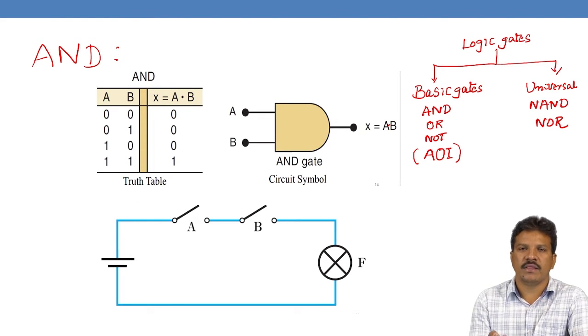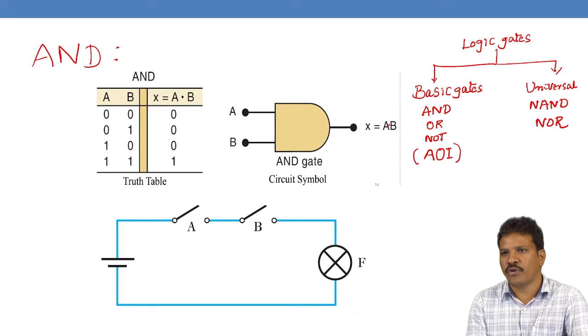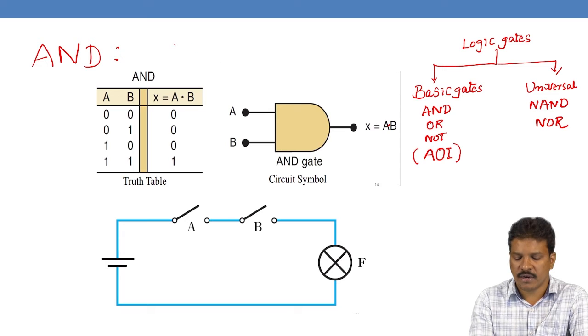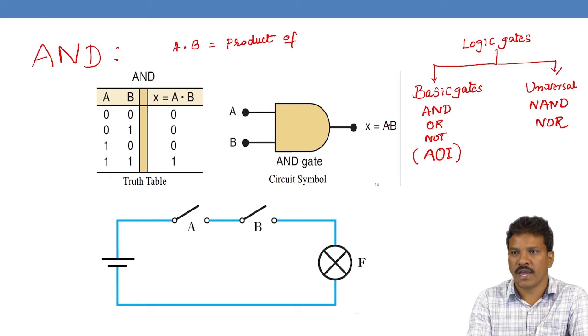If we have two variables, we can make four combinations: 00, 01, 10, 11. We can represent them in min terms as A bar B bar, A bar B, A B bar, and A B. The AND operation of two variables A and B is like a simple multiplication, the product of A and B. So 0 into 0 gives 0, 0 into 1 gives 0, 1 into 0 gives 0, and 1 into 1 gives 1.